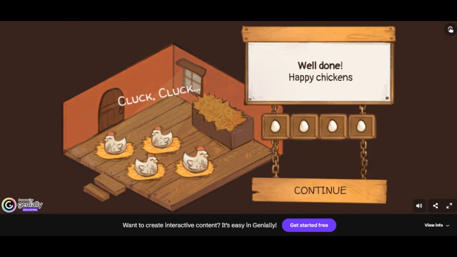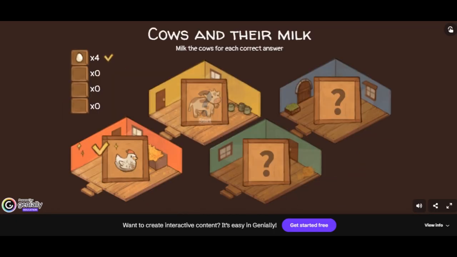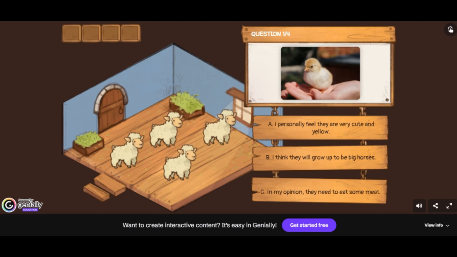After completing the first level, the students continue to the next levels by taking care of a cow, a sheep, and a pig. The rules are the same for each level. Before feeding the animal, the students must answer a question correctly.